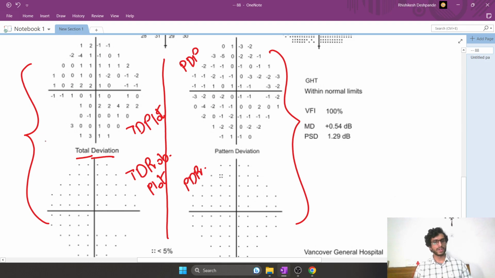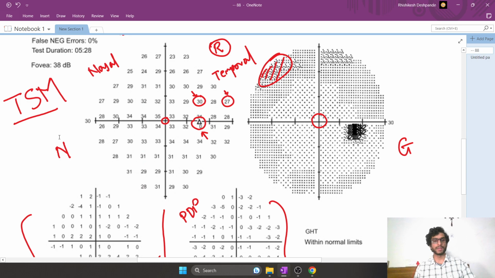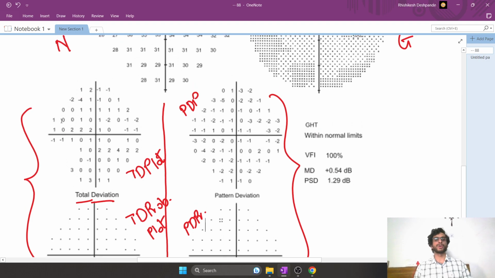So let's first look at what total deviation means. As I said, this is compared to a database of normal values that have been calculated by the company that is producing the machines. So the total deviation is basically a subtraction of the patient's readings in this threshold sensitivity map from whatever you consider the normal database. Consequently, you are either going to get a 0 value, which means that particular point on the perimetric field has a sensitivity same as that of the database, which basically means normal.